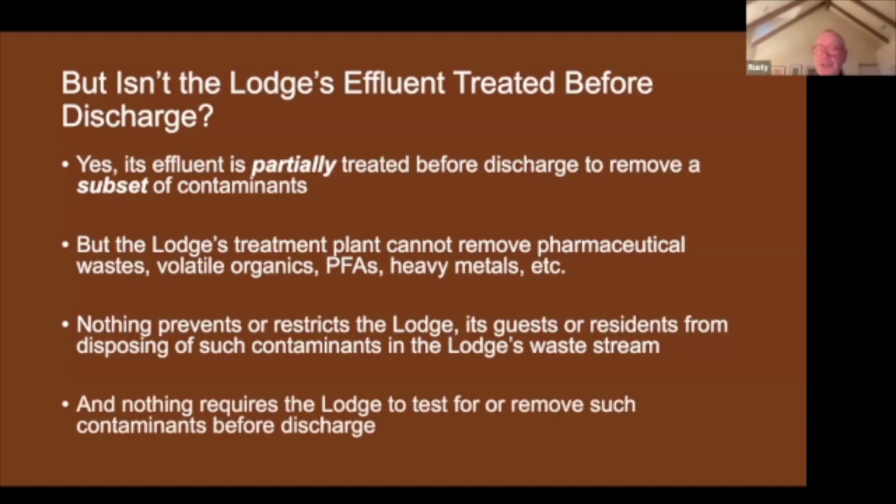Nothing requires the lodge to test for or remove such contaminants before discharge. So they just take their effluent from the treatment plant and put it in the leach field. They never test for any of these other contaminants that they're not required to remove. So we have no idea what's in this effluent stream. It's going to be up to us to figure that out. And we're only going to find out when it comes out of our faucet.